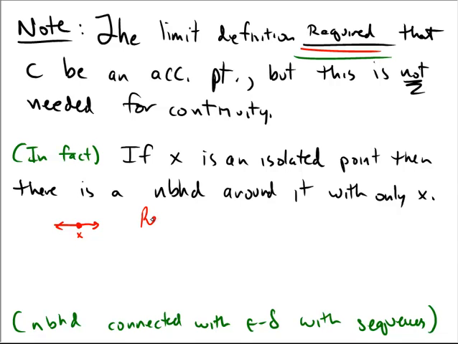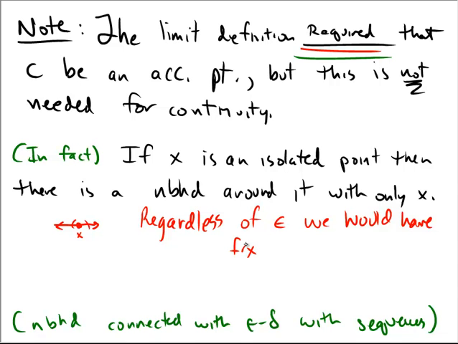Well, regardless of any epsilon, whatever epsilon you're given, we'd be able to make a little window around x since it's isolated so that the only point in there would be x, and then we would have that f of x minus the actual f of c, since that's the only point in there, would literally be equal to 0, because that's the only point that would be inside of that particular little neighborhood for any x in that neighborhood.